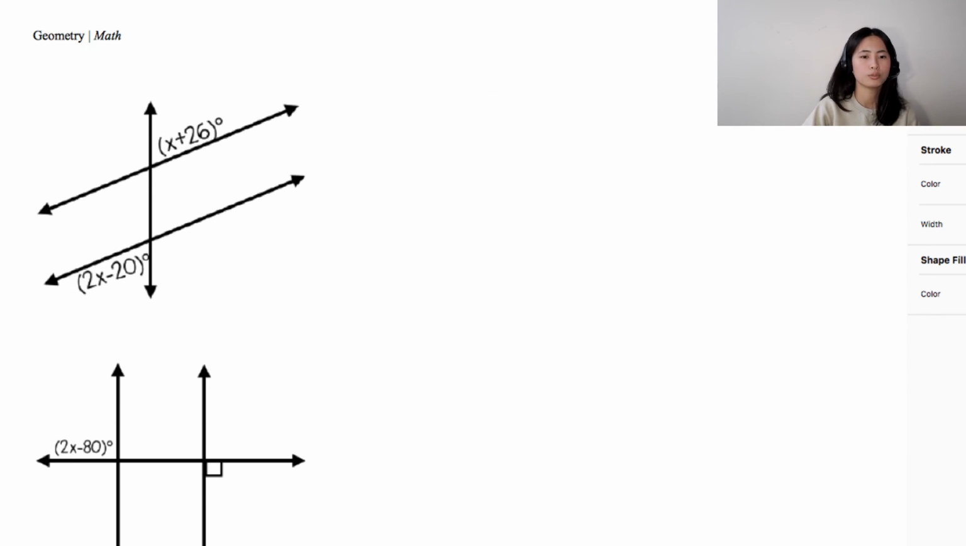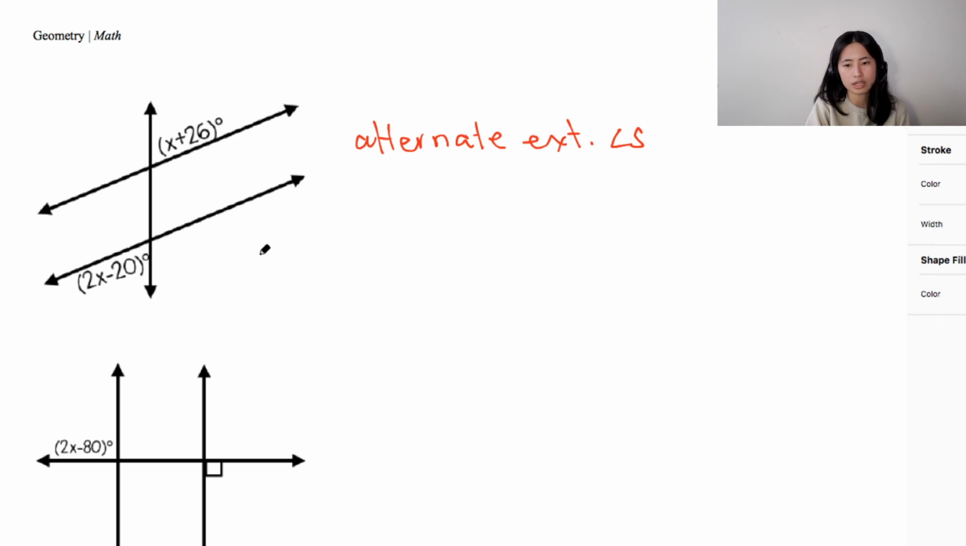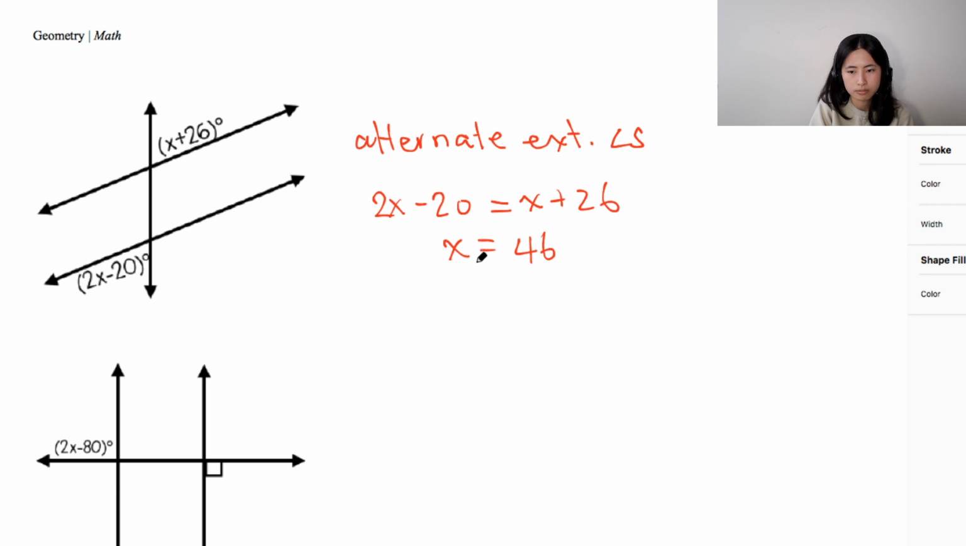Okay, great. So moving on to this example. As you can see, we have exterior angles, and at the same time, they're alternate. So alternate exterior angles. Because these two are alternate exterior angles, you can actually say that this is 2x minus 20, and they're congruent, so this is equal to x plus 26. So 2x and you have x here, that would give you x, and moving 20 to the opposite side would give you 46.